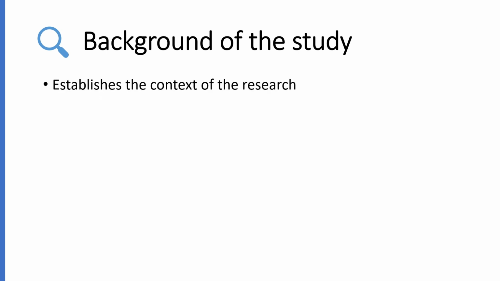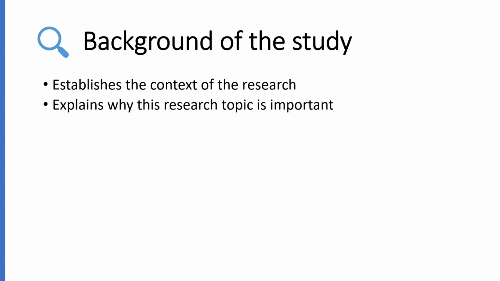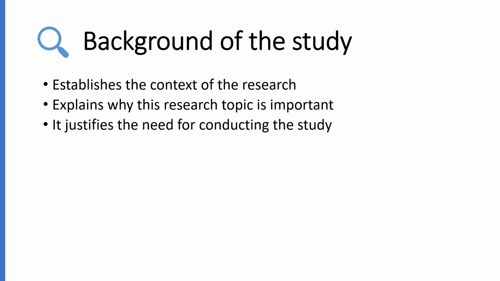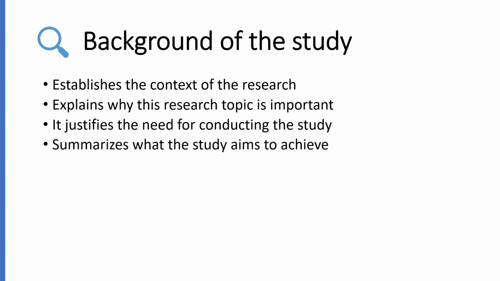So the background of the study establishes the context of the research. So take note of the word context. So you are placing what is the context of your research. So this section explains why this particular research topic is important, and it is essential also to the understanding of the main aspects of your study. Usually, the background forms the first section of your research paper, and it justifies the need for conducting the study, as well as it summarizes what the study aims to achieve.